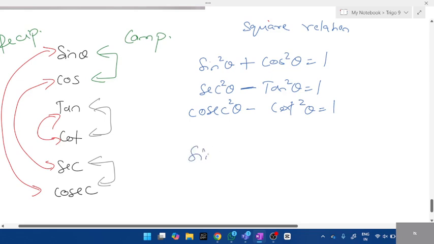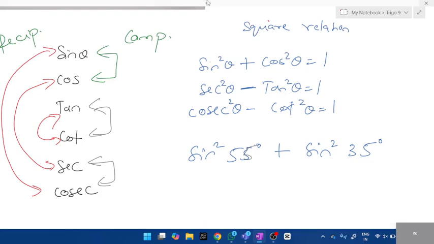You'll have a question like this: sin square 55 degrees plus sin square 35 degrees. Okay, how do you solve this question? Do we have 55 and 35 in the trigonometry table? No. Next, if they are not in the trigonometry table, what are the other options we use? What are the 2 relations we have? Complementary angle and reciprocal. First, use complementary.